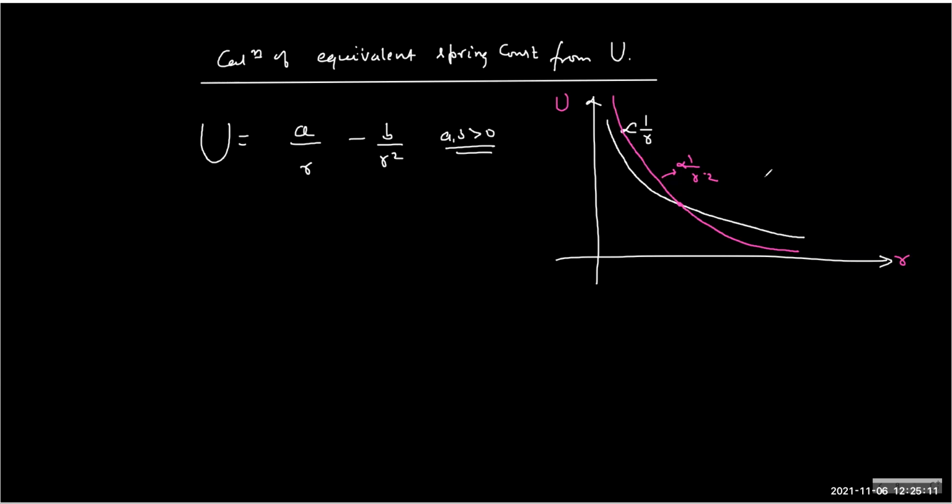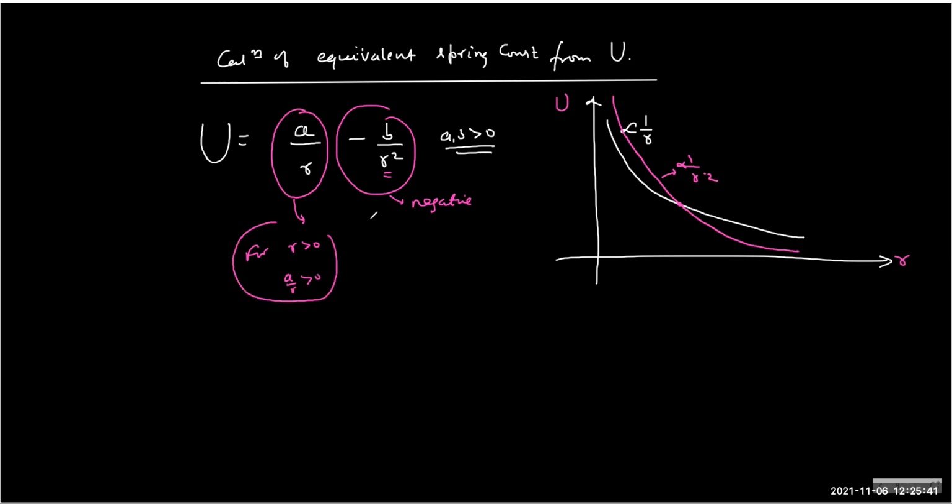So now what happens is, the negative term, because A and B are positive and R square is also positive, this entire term is negative. And this entire term is positive if R is positive. So it is for R positive. Basically the two terms actually represent a repulsion and attraction.